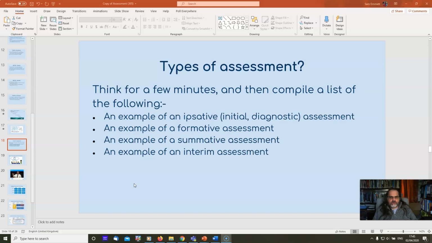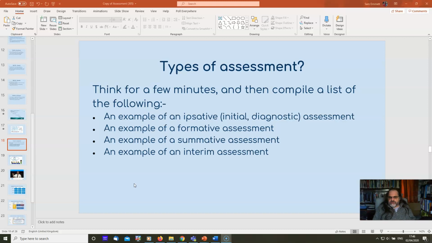So an example of an ipsative or initial will be, we're just about to do a session on reflective practice, and I stand at the front of the class and I say, right, okay, so who knows about reflective practice? Have any of you done this before? So I'm taking a little bit of an initial assessment at the start of that session. An example of a formative assessment. Well, we might have a discussion about reflective practice in the workplace, and during that discussion I can find out where the learners are at that time. So that's a type of formative assessment. You use these all the time without thinking about them.